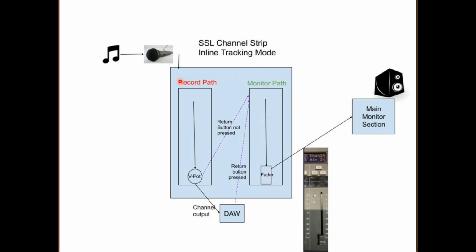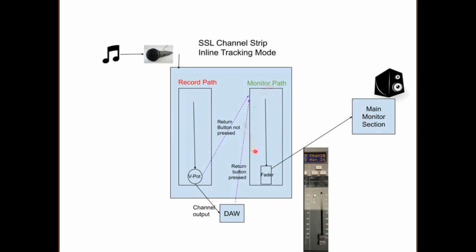First, input signal flows down the record path of the channel. The monitor path is what gets sent to your main monitor mix and your speakers. The fader on your channel is how you control the level that you are sending from your monitor path out to your main monitor section and your speakers.